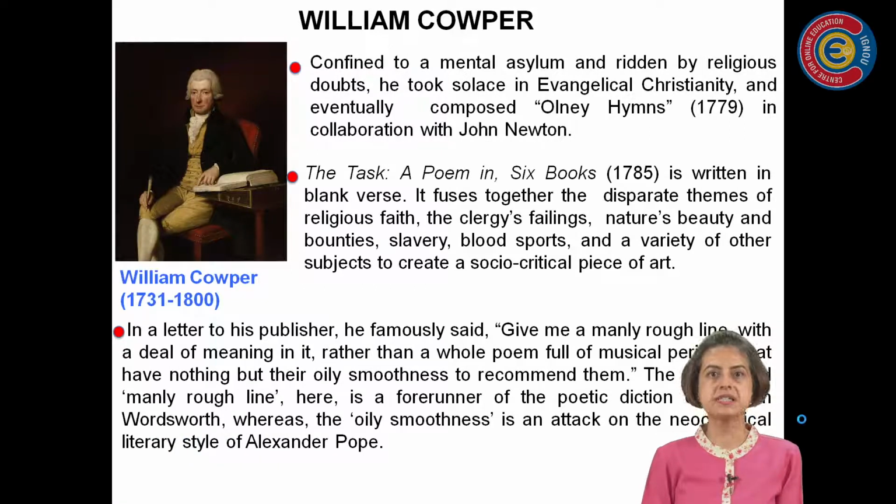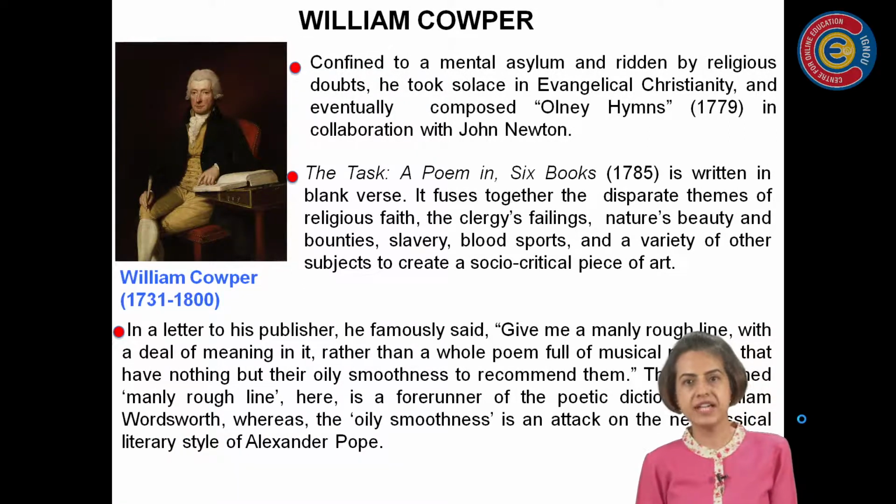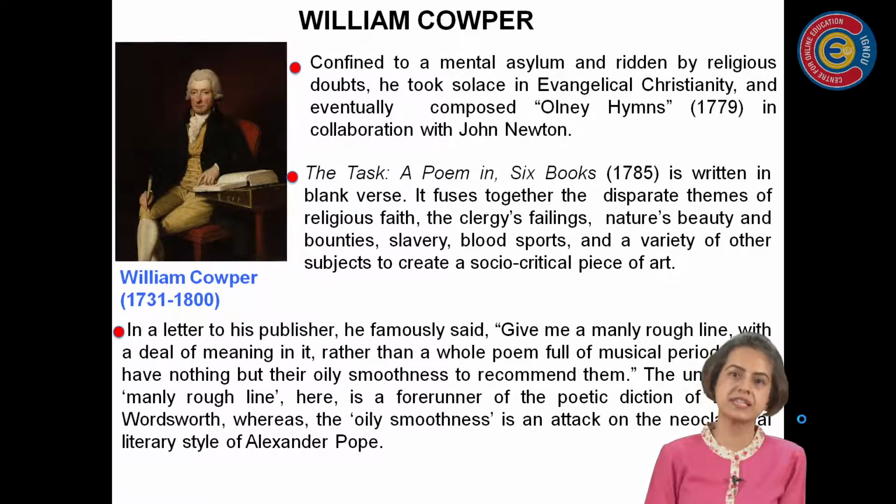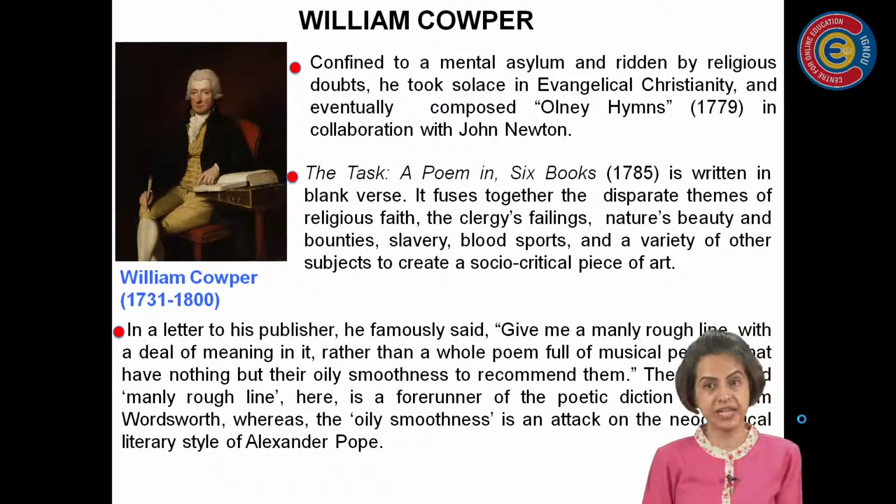Yet another precursor is William Cowper. He was confined to a mental asylum and often ridden by religious doubts. He took solace in evangelical Christianity and eventually composed the Olney Hymns in 1779 in collaboration with John Newton. One of his most famous poems is The Task, which was written in 6 books, and it was in blank verse. It fuses together the disparate themes of religious faith, the clergy's failings, nature's beauty and bounties, slavery, blood sports, and a variety of other subjects in order to create a socio-critical piece of art.